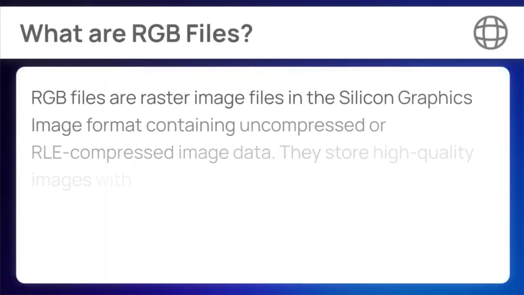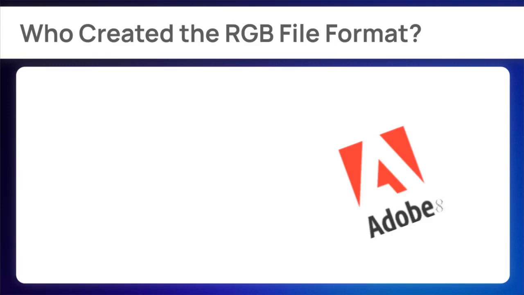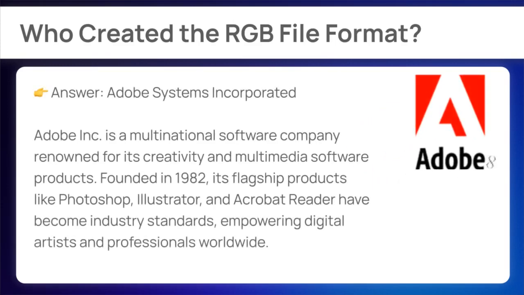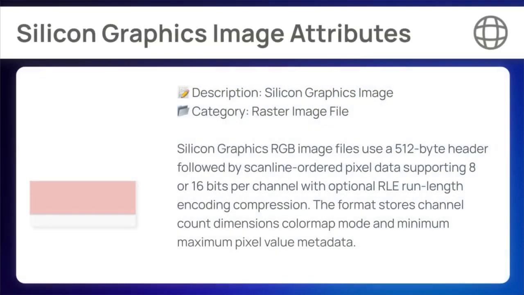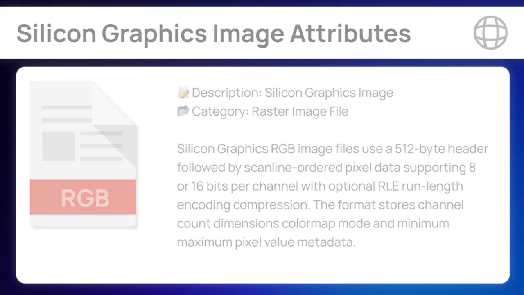RGB files are raster image files in the Silicon Graphics image format containing uncompressed or RLE-compressed image data. They store high-quality images with up to 4 channels supporting grayscale, RGB color, and RGBA transparency, used in professional 3D graphics, visual effects, and texture mapping. Silicon Graphics RGB image files use a 512-byte header followed by scanline-ordered pixel data, supporting 8 or 16 bits per channel with optional RLE run length encoding compression. The format stores channel count, dimensions, color map mode, and minimum-maximum pixel value metadata.